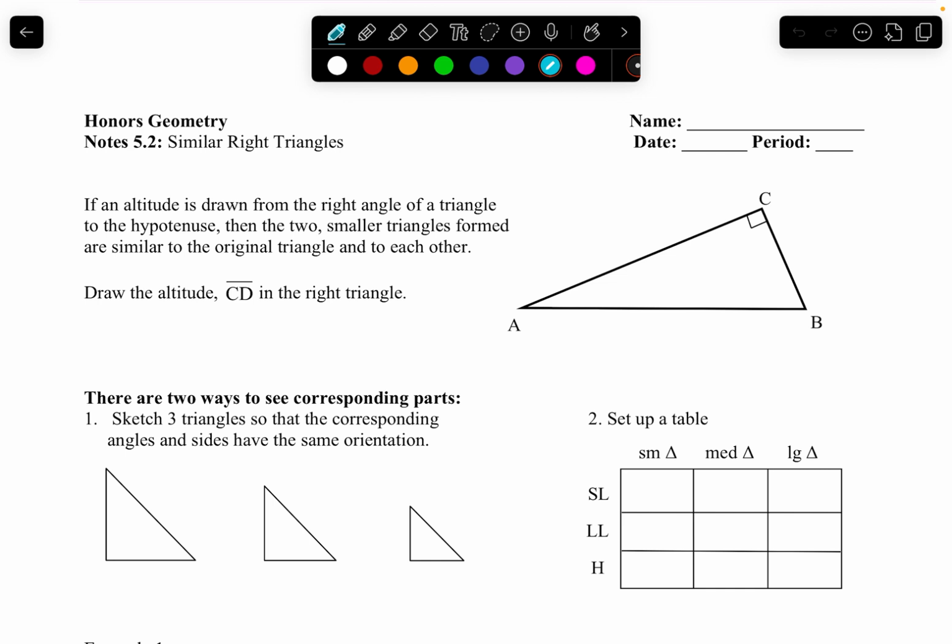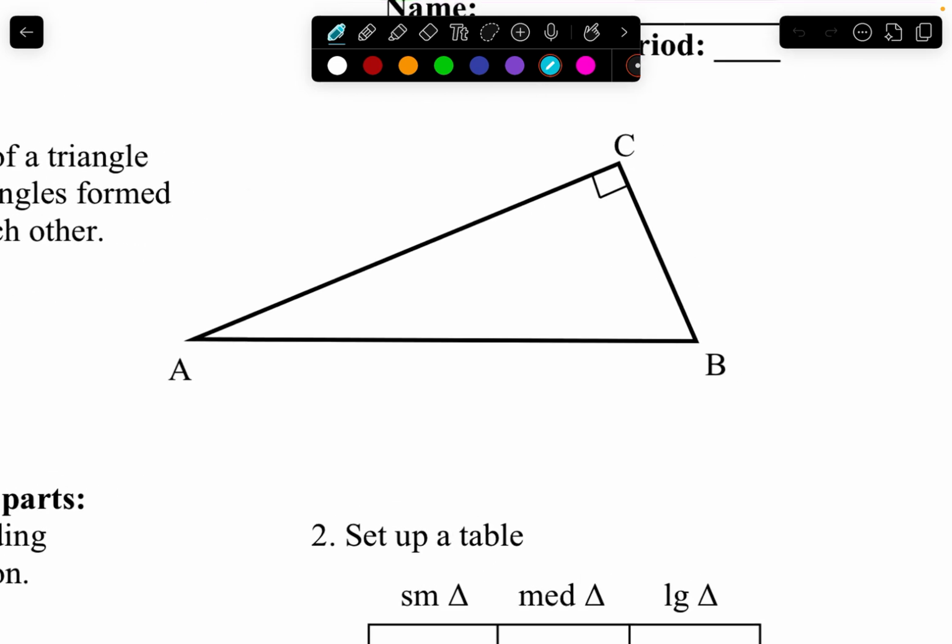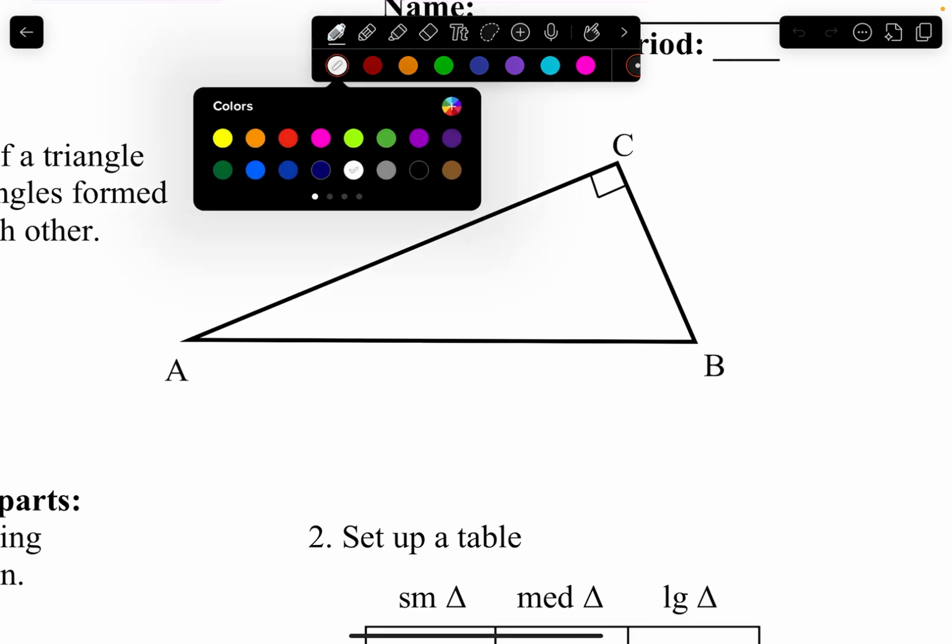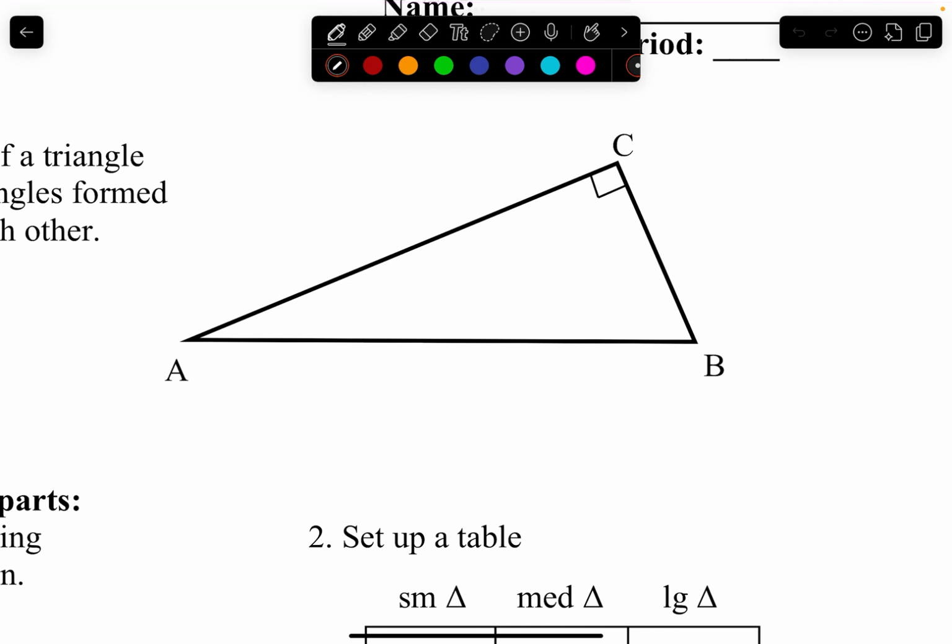Draw the altitude CD in the right triangle. Back in Unit 4, we talked about altitudes. An altitude is going to go from the vertex of your triangle down to its opposite side, and it's always going to be perpendicular. So I'm going to draw my altitude from C down to the hypotenuse. I'm going to label this new point down here D, and because it is an altitude, it's going to hit that hypotenuse perpendicularly, okay?